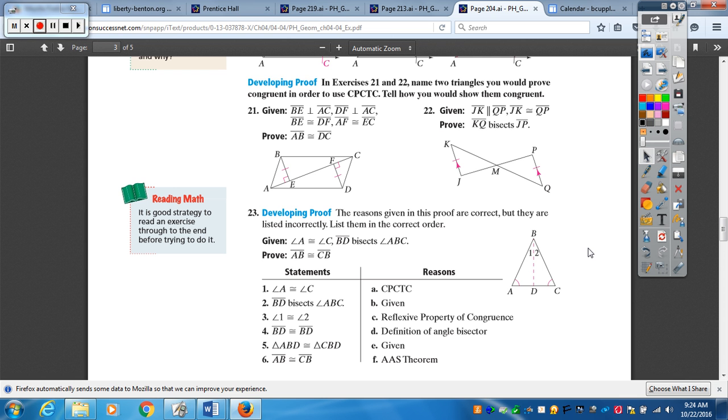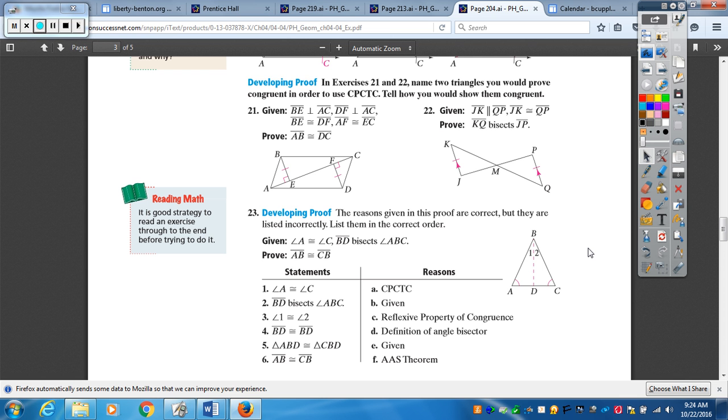Okay. In exercises 21 and 22, name two triangles you would prove congruent in order to use CPCTC. Tell how you would show them to be congruent. Okay. You can go ahead and do a two-column proof here with this one. It wouldn't be too hard to do that.